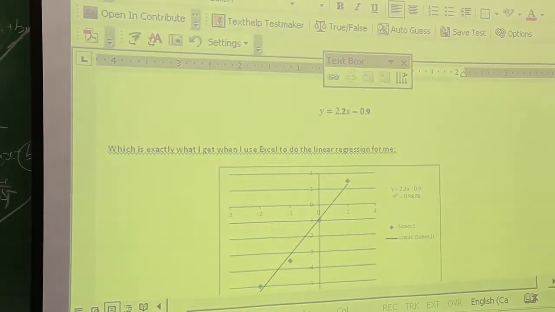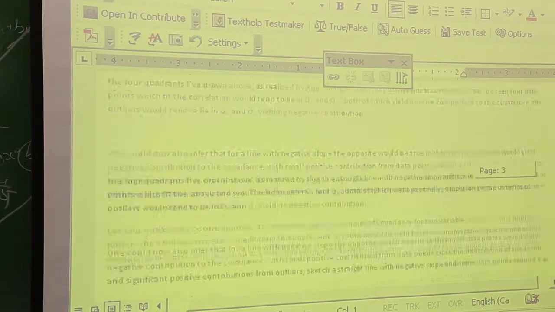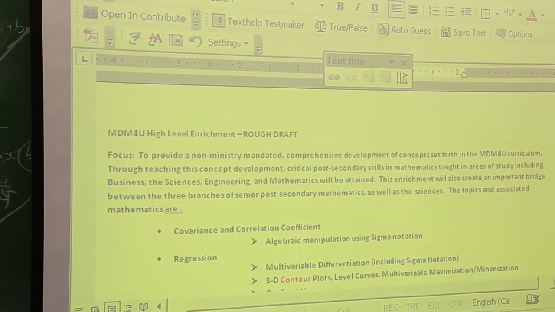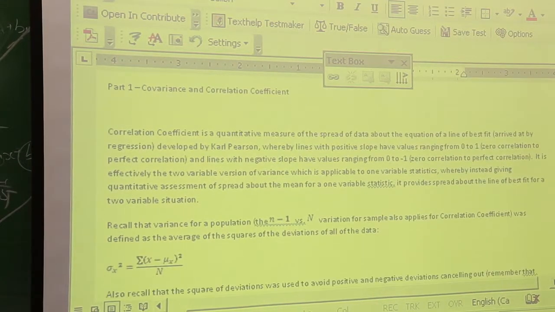All right. Now, let's go back to the beginning of this thing, because maybe we can actually talk a bit about two variable statistics. Okay, so correlation coefficient. Correlation coefficient is a quantitative measure of the spread of data about the equation of a line of best fit. So again, it's that percentage that I was talking about, the reliability, you guys with me? For a line.